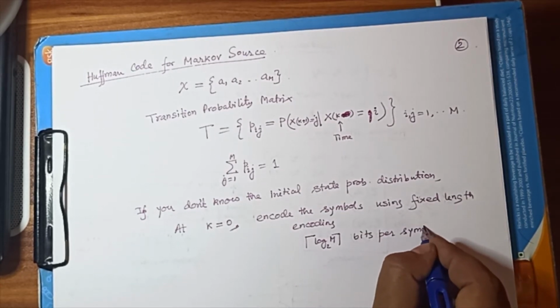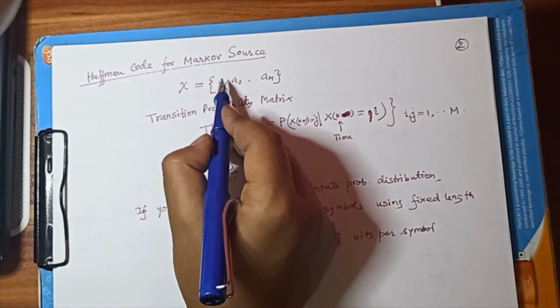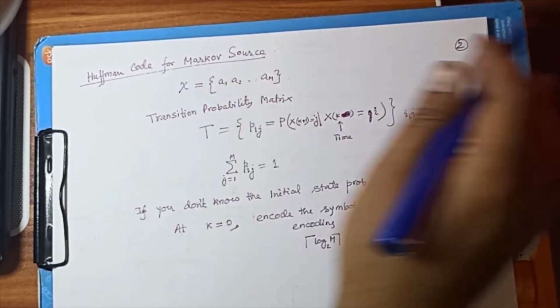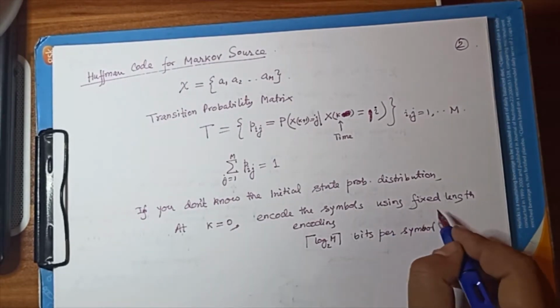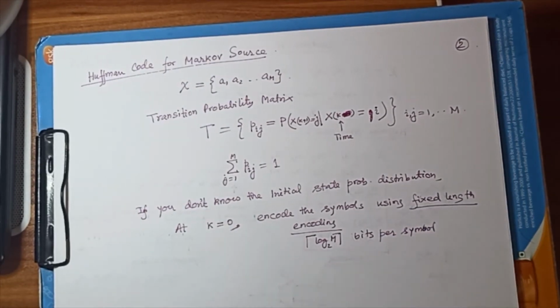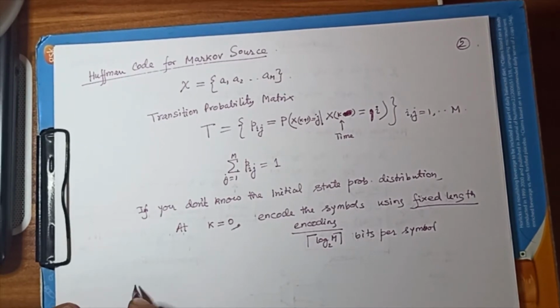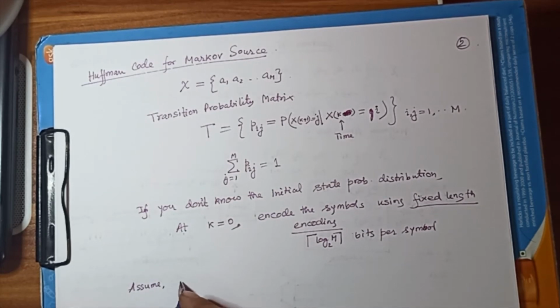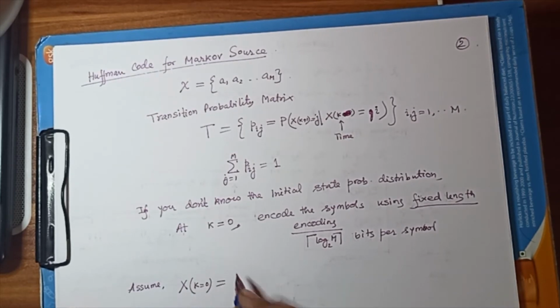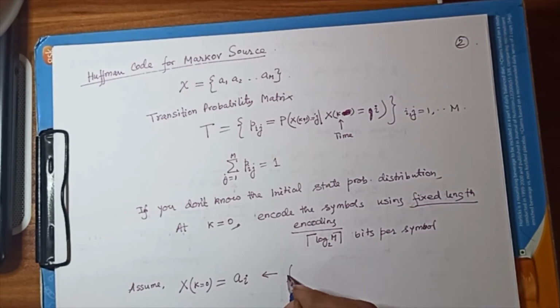So you have 000, 001, 010, etc. So this is regular binary encoding, fixed length encoding. But once that is done, assume that you receive some signal, the first symbol. So x at time t equal to k equal to 0 is, say, ai. That is the first symbol received, and for this you use log m number of bits.